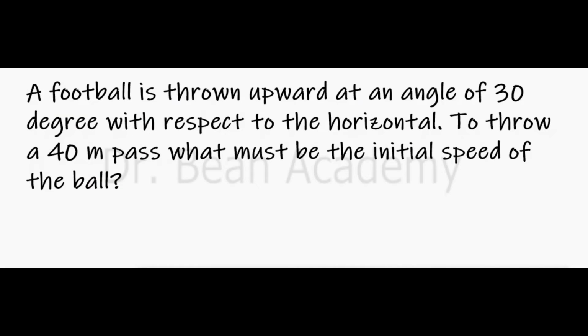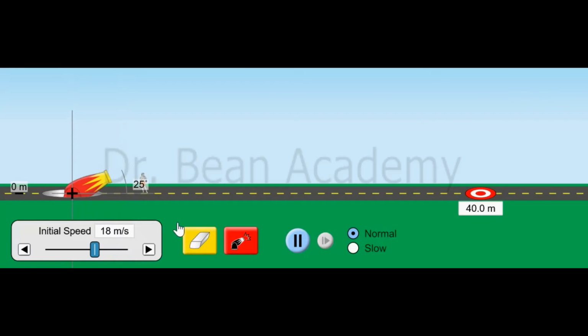So the question says a football is thrown upward at an angle of 30 degrees with respect to the horizontal. So let me adjust the angle for this cannon. It's now 30 degrees, and it says that there is a pass 40 meters away from the cannon. You can adjust the names because this is an animation of a cannon, so I am saying cannon or cannonball, but the motion is the same. So there is a pass 40 meters away from this cannon, and I want to hit this circular target which is 40 meters away from the cannon.